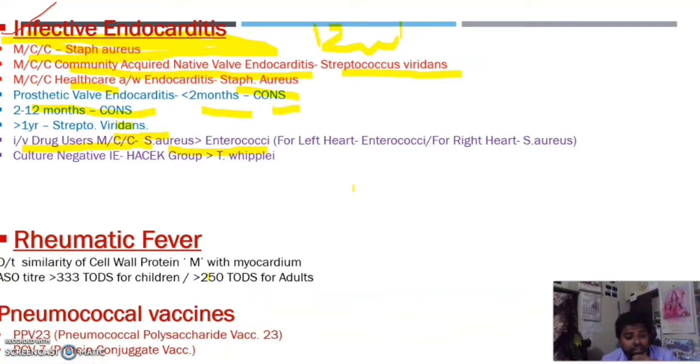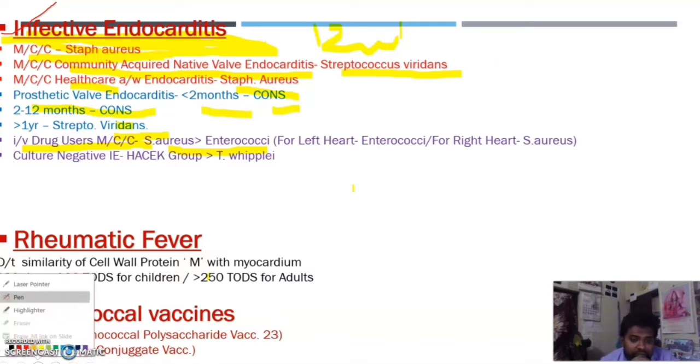Now, what are the symptoms of infective endocarditis? There is a modified Duke criteria, by which infective endocarditis is diagnosed. Infective endocarditis is clinically diagnosed. So that is new onset heart failure, new onset cardiac murmur, new onset heart block etc. Such things happen.